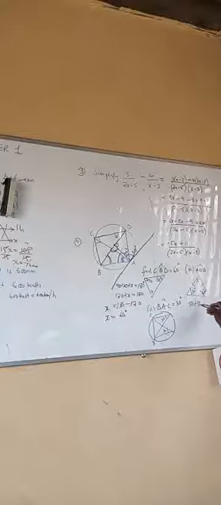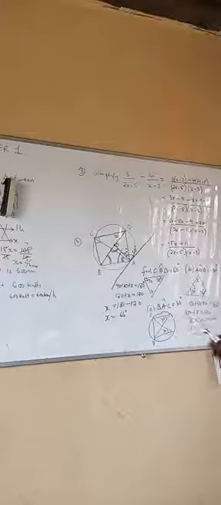So 50 degrees plus 50 degrees plus x must give me 180. So 100 plus x is equal to 180. So x is equal to 180, 100 will go this side, minus 100. That will give me x is equal to 80 degrees. So it means this angle is actually 80 degrees. That's the main thing.